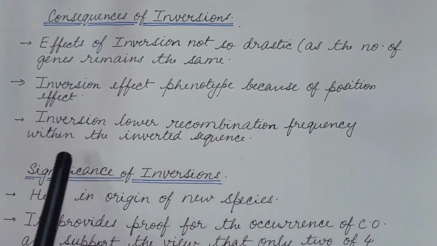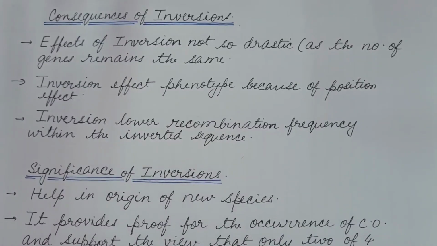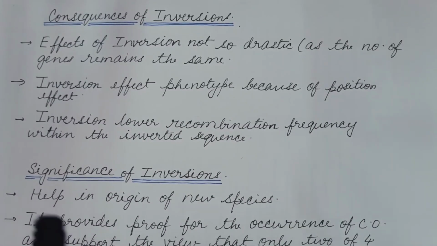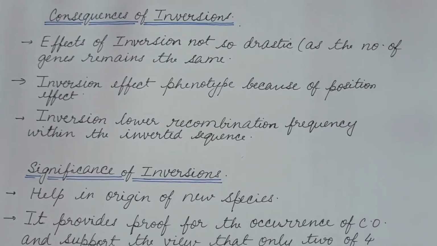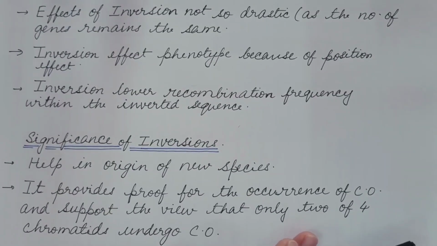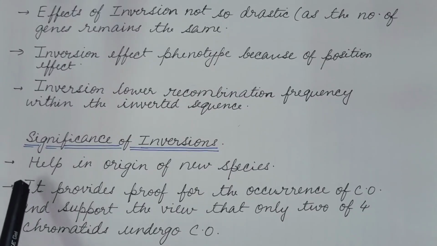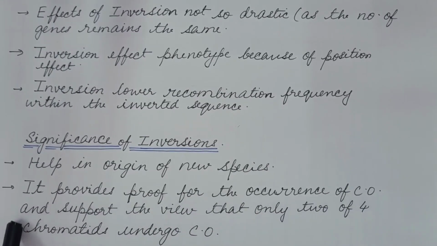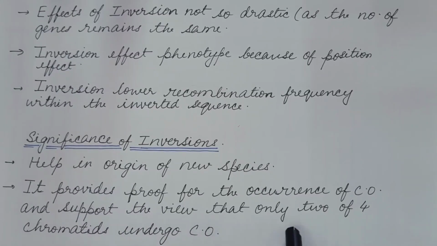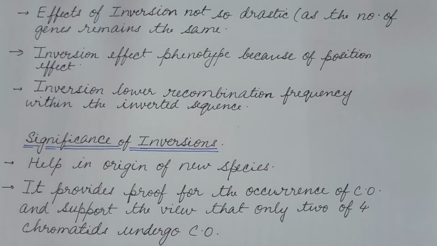Inversion lowers the recombination frequency within the inverted sequence. Hence, inversion tends to retain the original combination of genes. Now, the significance of inversion. Inversion helps in the origin of new species. It also provides the proof for the occurrence of crossing over and also supports the view that only 2 of 4 chromatids undergo crossing over.